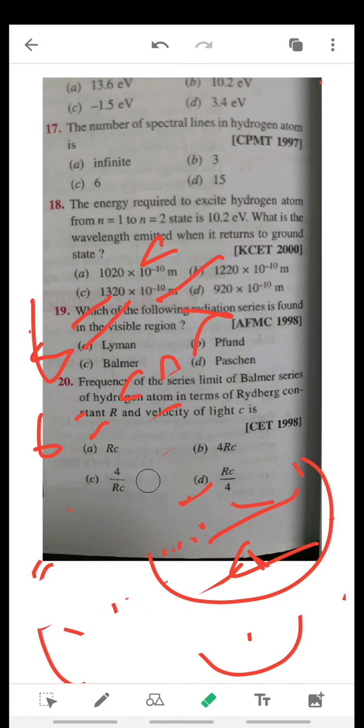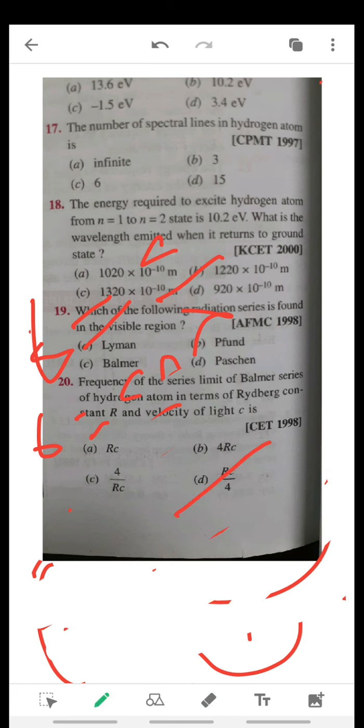RC divided by 4. The option is D, RC divided by 4. This is the final answer.